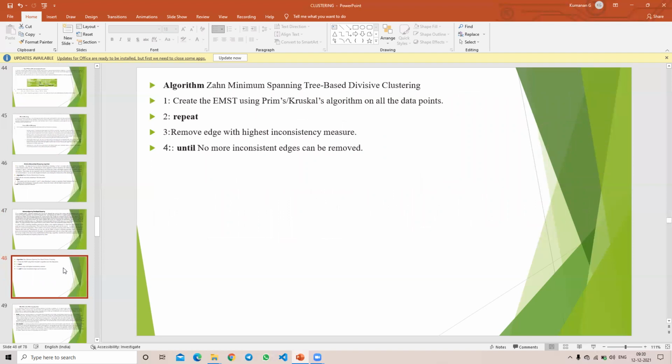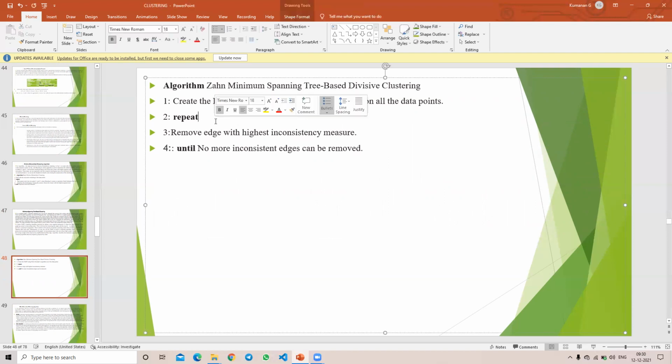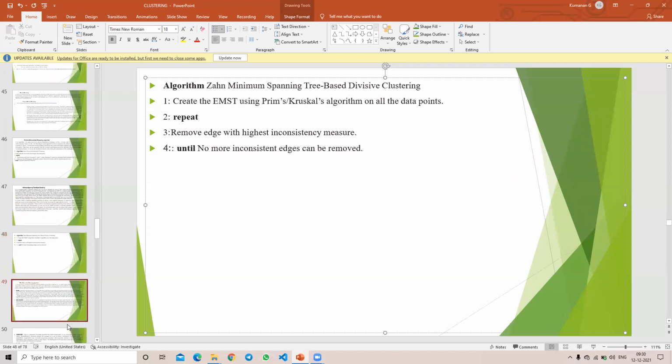The algorithm for minimum spanning tree divisive clustering: create the EMST using Prim's or Kruskal's algorithm on all the data points. Remove the edge with the highest inconsistency measure, repeating until no more inconsistent edges can be removed. Next.